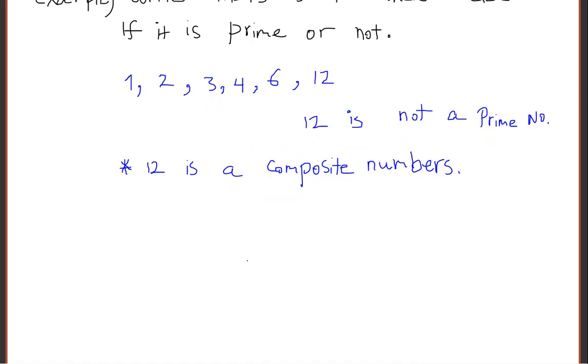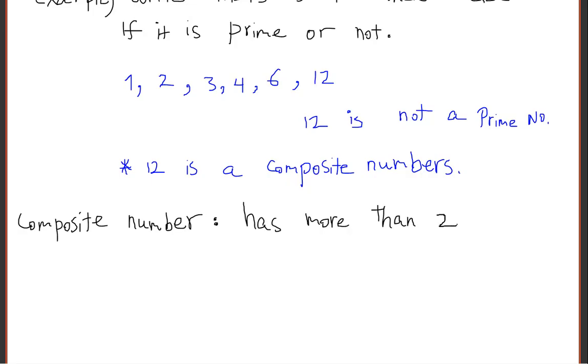Let me write the definition of a composite number here. So, composite number, what is the definition of a composite number? It has more than 2 divisors, or has more than 2 factors.